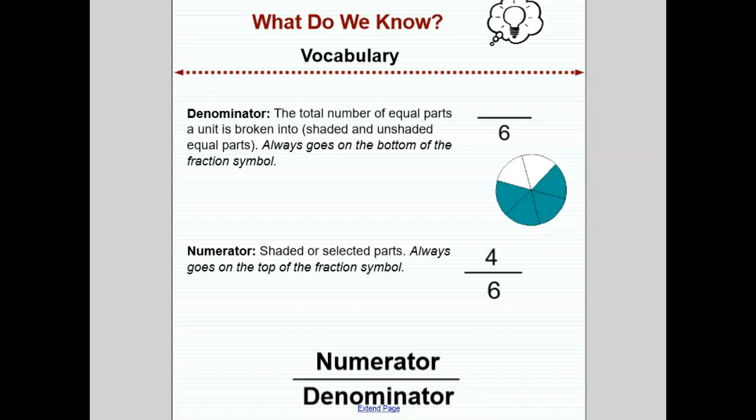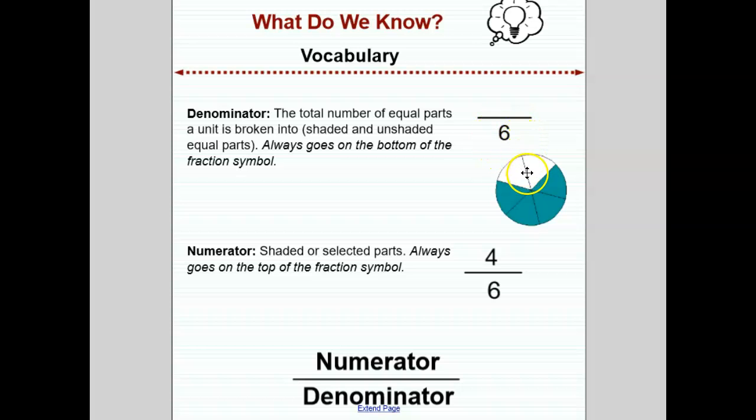Okay, my friends, we know even more information about fractions, which will help us be successful in recognizing equivalent fractions today. We know that the denominator is the total number of equal parts a unit is broken into. For the denominator, we consider both the shaded and unshaded equal parts. And you have learned that the denominator always goes on the bottom of the fraction symbol.